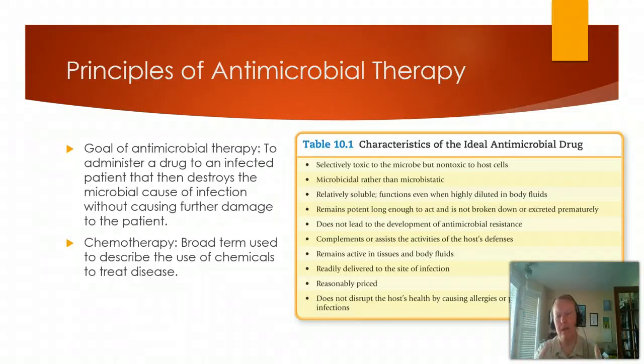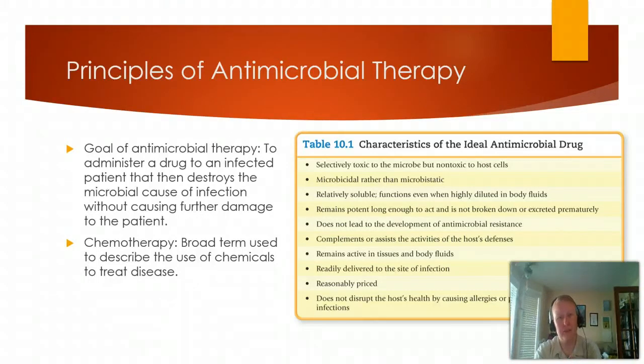Now, when we go to develop these drugs, there's a lot of different characteristics we look for, and you can see them on the slide here. The first one is that it's selectively toxic, meaning that it targets the microbe, but it leaves the host cells alone. As I said, that's not always possible. It depends on how bad the infection is, depends on what the microbe is, but that's our main goal.